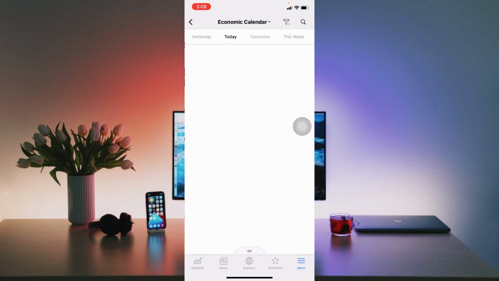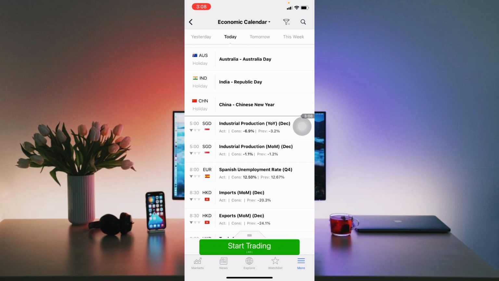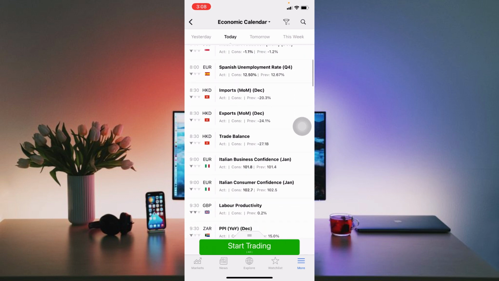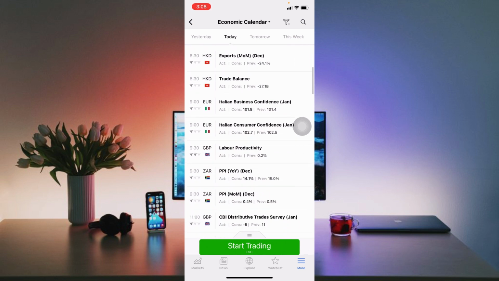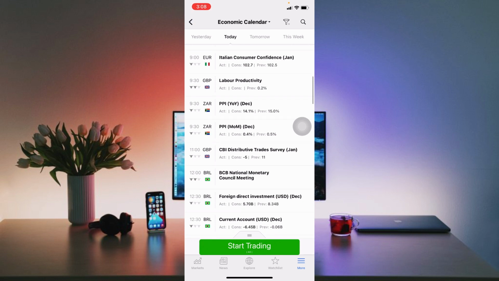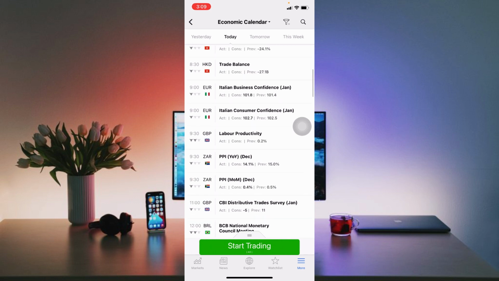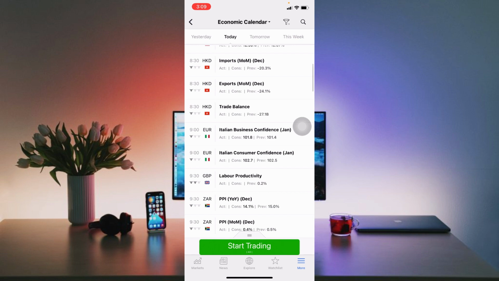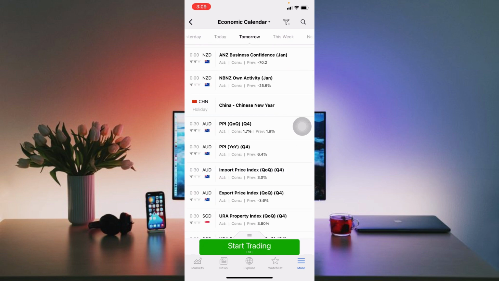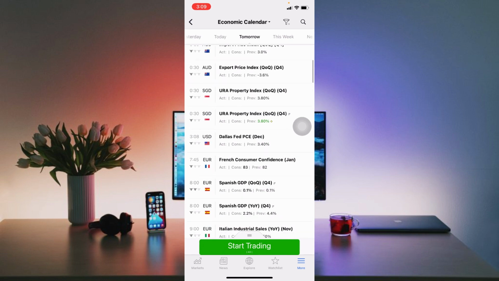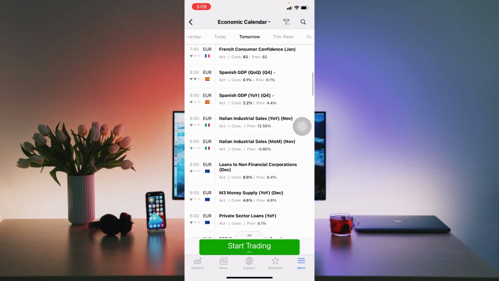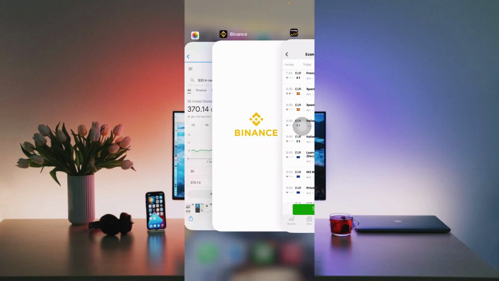If we check the calendar, then we have today. So today we can check for the daily news that are coming. Usually when you get a news and it's having 3 hairs, that means it's going to be a high impact news. So any trade that you are taking that day, you have to be careful. So we have tomorrow's calendar. This week we don't have high impact news. So let's go back to our Binance account.